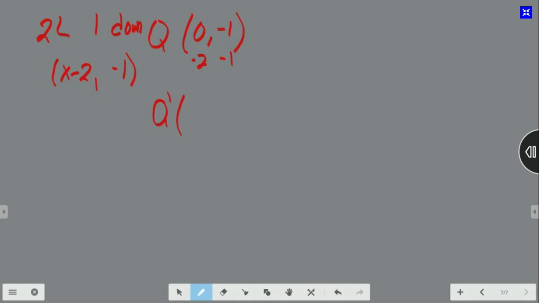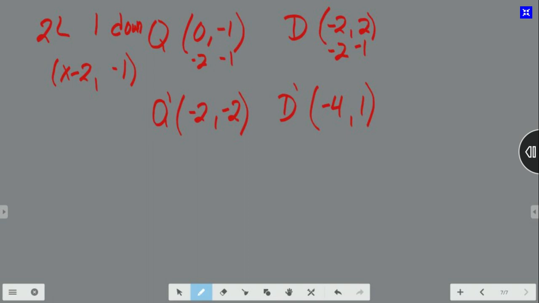Q prime. What is 0 minus 2? And negative 1 minus 1. Negative 2. All right, D is negative 2, 2. Negative 2, negative 1. D prime. What's negative 2 minus 2? And 2 minus 1. That's your D prime. Okay?